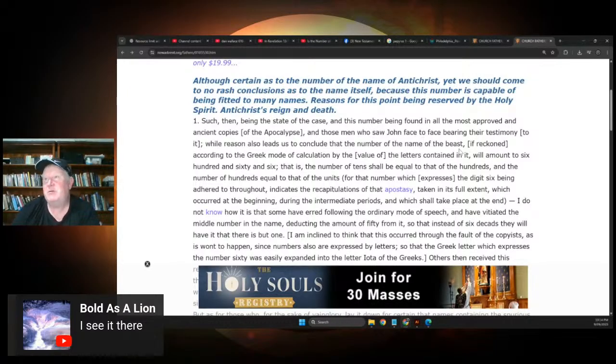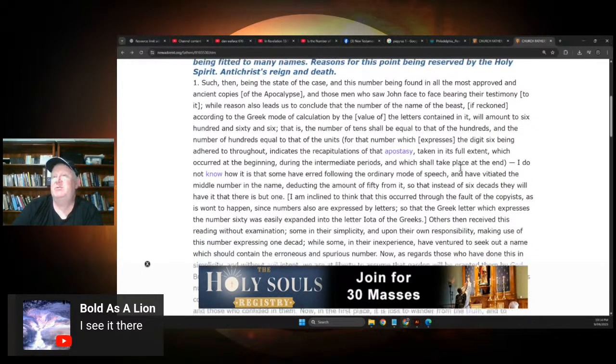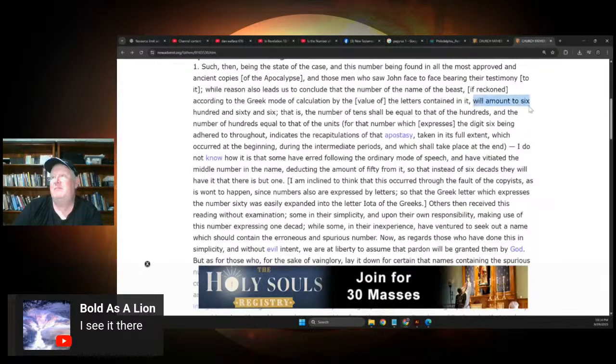And so it says here, so he's talking about, like, it's called gematria in Hebrew. Now, if you have Nero's name in gematria, it actually equals 666. But if you do it in Latin, it's 616, which is quite interesting. So he talks about the letters amounting to 666, etc.